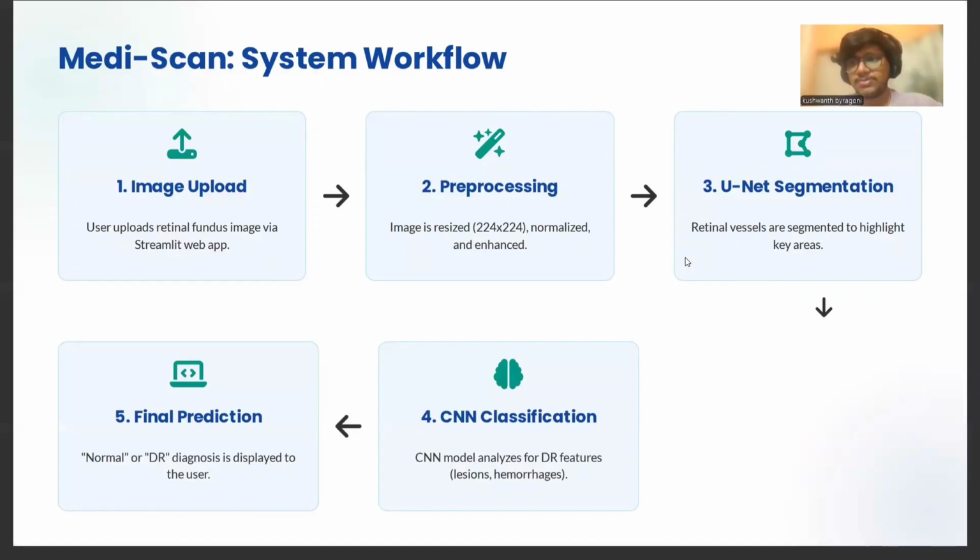This is the step-by-step process. In the first step, the user uploads an image. Second step, the AI model pre-processes the image to 224 by 224 pixels. Third step, U-Net segmentation happens. Fourth step, CNN classification for DR features. And fifth step, the final prediction.